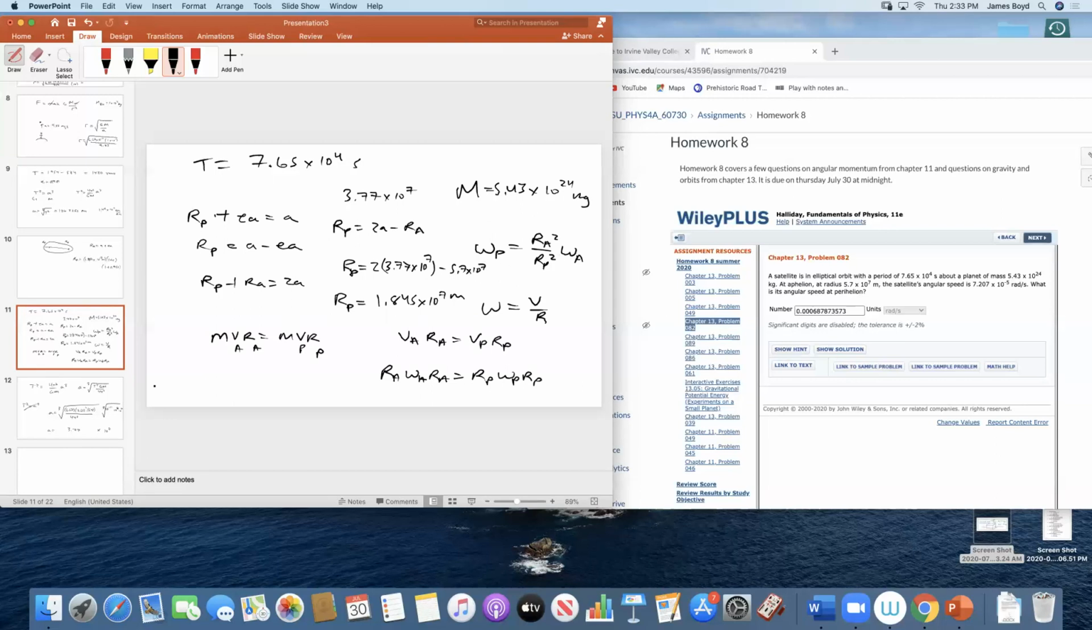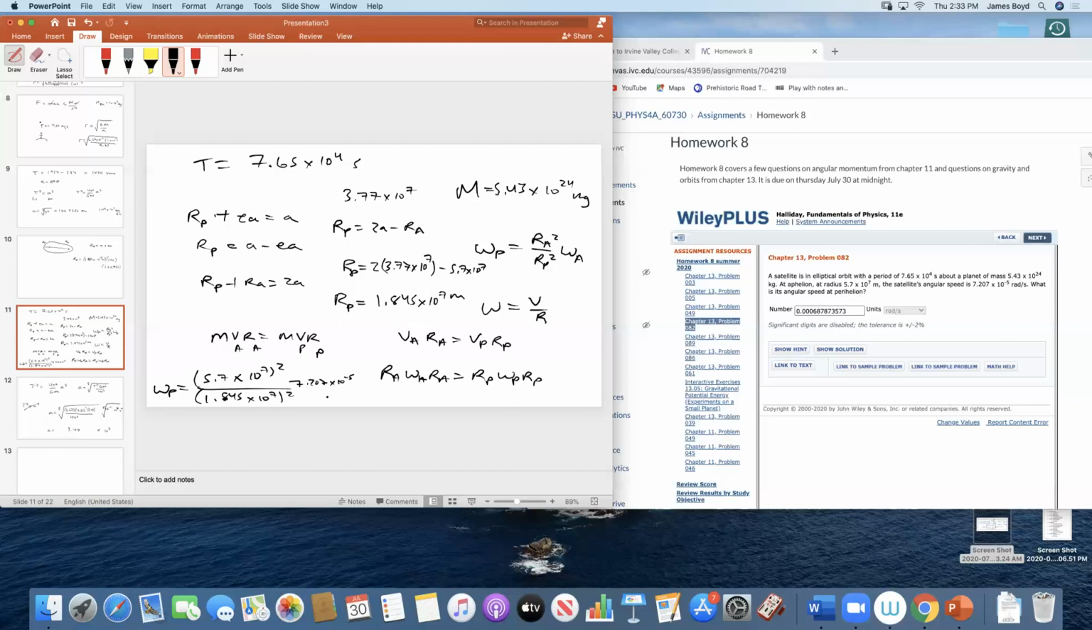And now from this, omega p is RA squared. So RA is 5.7 squared times 10 to the 7th squared. Let me do this the more normal way. Times 10 to the 7th squared over 1.845 times 10 to the 7th squared, all times omega A, which they told us was 7.207 times 10 to the minus 5 rad per second.